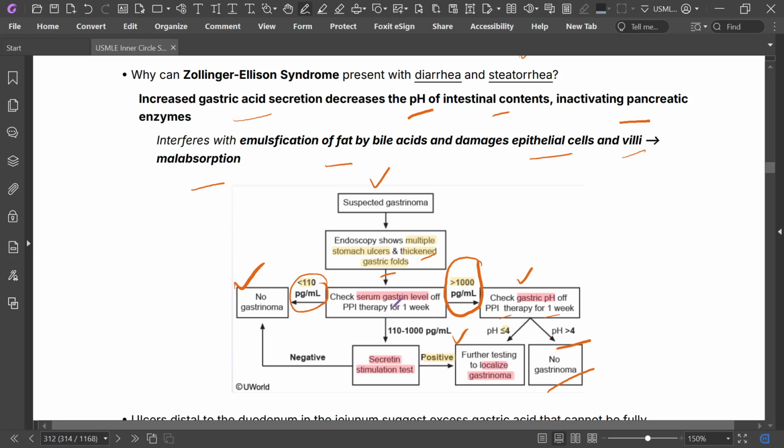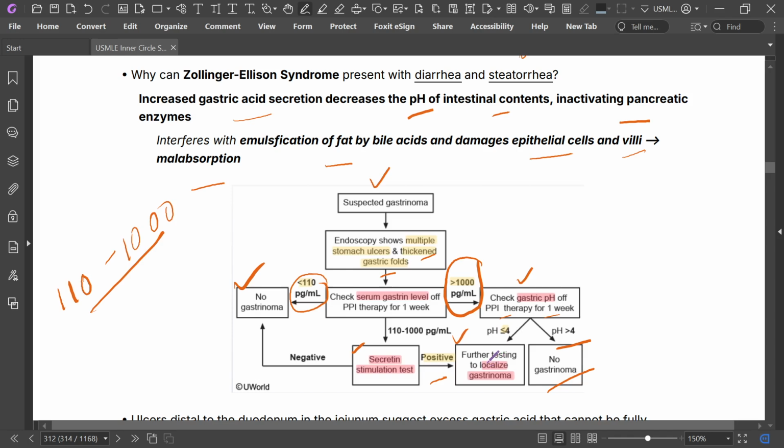After doing serum gastrin level, if the level is confusing, like 110 to below 1000, then you need to do a secretin stimulation test. If the secretin stimulation test is positive, go for further testing to localize the gastrinoma.